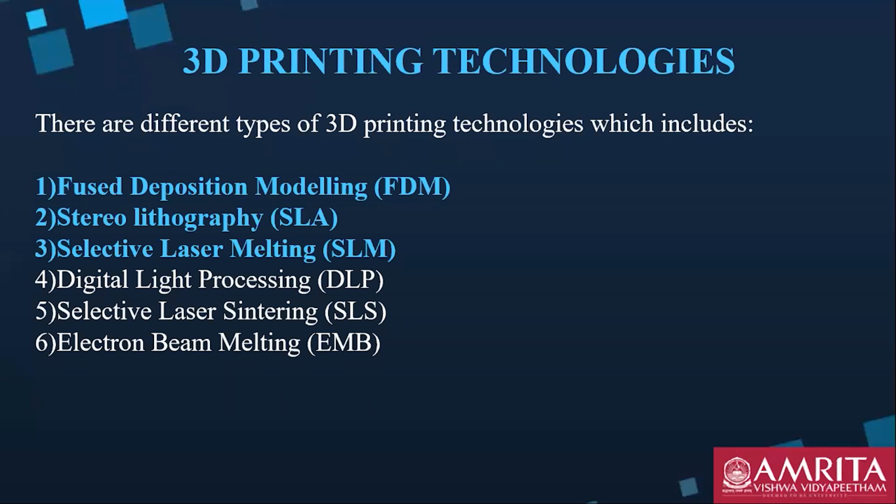Apart from these, there are also advanced technologies: digital light processing, selective laser sintering, electron beam melting. There are also inkjet 3D printers. So there are many technologies; the world of 3D printing has developed a long way. Since we are building our basics, we will be discussing the first three technologies: what their principles are and what exactly happens in them.